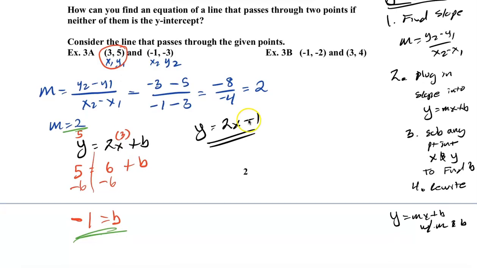So that's the process of finding the equation of a line given 2 points. Step 1, find the slope. Once you have the slope, plug it into the slope-intercept form equation. And then all you have to do is find out what b is. So how do you do that? Take one of your points, plug it in. And once you have both your m and your b, you can rewrite the equation.